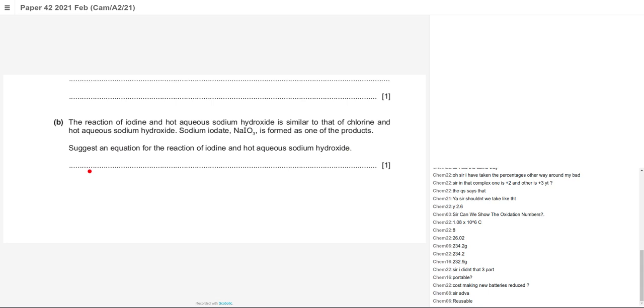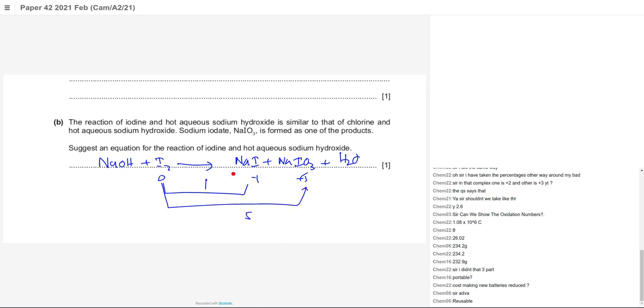This reaction of iodine and hot aqueous sodium hydroxide, we know it's a disproportionation reaction. It is similar to that of chlorine with hot aqueous sodium hydroxide. It gives NaI, NaIO3, and H2O. If you remember how to balance this, you can balance it using the oxidation number method. 0, -1, +5. Here the change is 5, the change is 1. To equalize the change, you multiply this by 5, multiply this by 1.